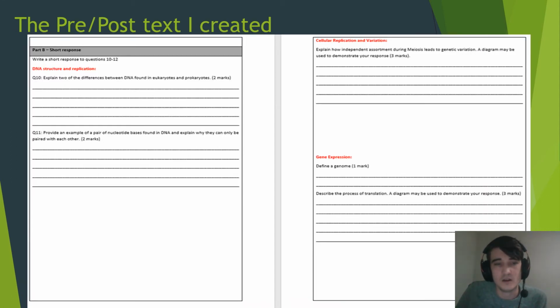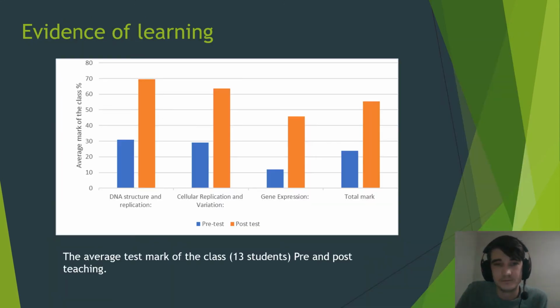So yep, that was short response questions here. As you can see, they all come from 3 different chapters there: DNA structure and replication, cellular replication and variation, and gene expression. This is great because when I marked it, I could give them individual feedback on what chapter they needed to work on more to improve.